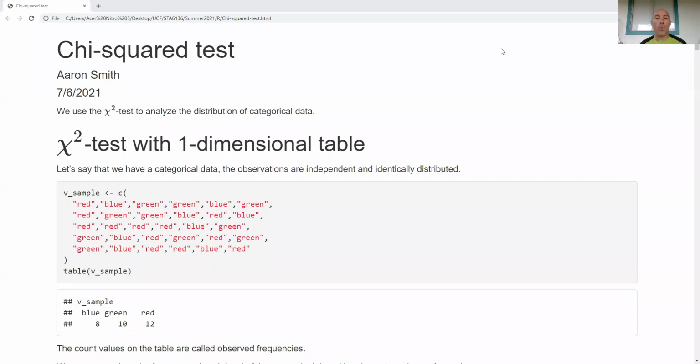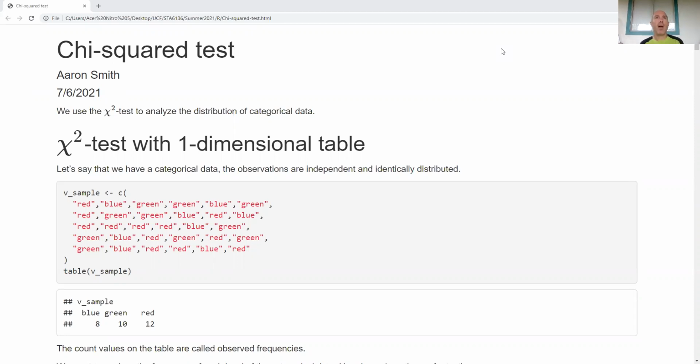Hi, in this video, we want to take a look at the chi-square test for categorical data. The situation is that I have categorical data that I need to work with, and I want to analyze the distribution of my categorical data.